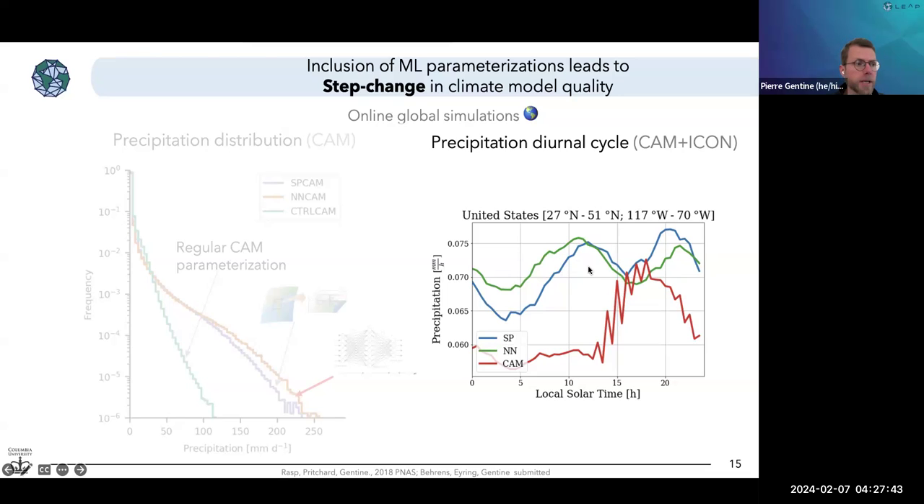And that's not at all what we're actually seeing in observations and in high resolution simulations, where you can have, for instance, mesoscale convective systems passing over the US. And this is something that we can now reproduce using this machine learning emulation. So we believe this is quite exciting, and that's a major improvement in terms of the quality of climate models.